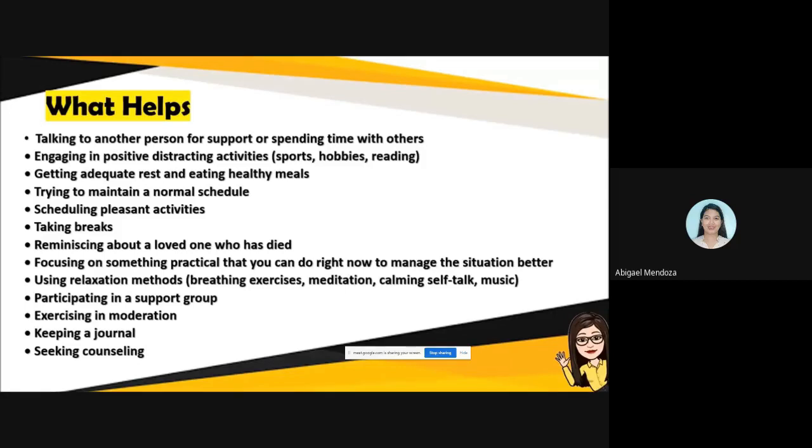Tapos, support group, exercise, making journal. Yung iba nga gumagawa ng diary kung ano yung nararamdaman nila. Kasi the more na na-express mo yung sarili mo, nasasabi mo yung nararamdaman mo, di ba? Nalalabas mo yung problema mo, magiging okay.